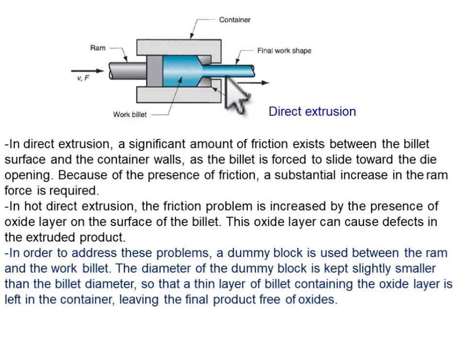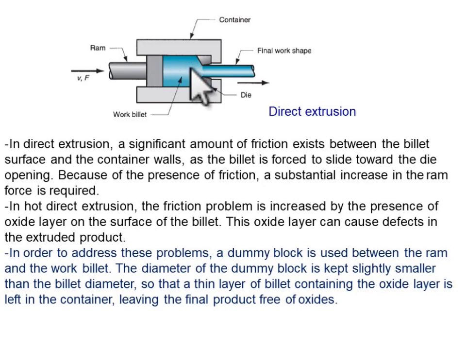This is what direct extrusion is, and a significant amount of friction is there because we have motion of the material with respect to the container. As the billet is forced to slide towards the die opening, because of the presence of friction, a substantial increase in the ram force is required, because to overcome this friction we need to apply more load. So friction is present here.